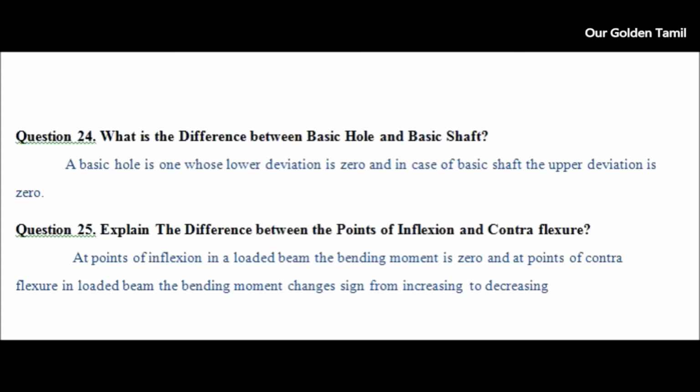Question 25. Explain the difference between the points of inflection and contraflexure. At points of inflection in a loaded beam the bending moment is 0 and at points of contraflexure in a loaded beam the bending moment changes sign from increasing to decreasing.